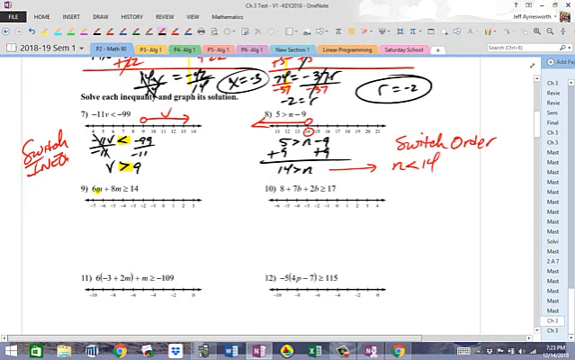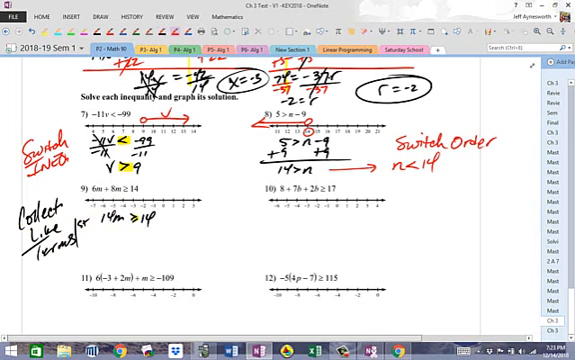All right, next one. 6m plus 8m is 14m is greater than or equal to 14. All right, you got to collect like terms. All right, first, divide by 14, and you get m is greater than or equal to 1. So you find 1 on the axis here, on the number line. It says greater than or equal to, so it includes it. All right, all numbers that are greater than or equal to that lie to the right.